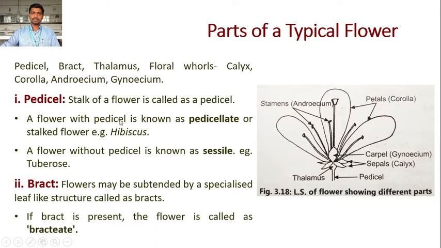Okay. So this is about the pedicel and bract. Pedicel is the stalk of the flower. If present, the flower is pedicellate. If the flower is without pedicel, it is known as sessile flower. If bract is present, the flower is bracteate. If it is not, the flower is ebracteate. So bract is a specialized leaf-like structure present in the axil of pedicel and stem. That is called the bract.